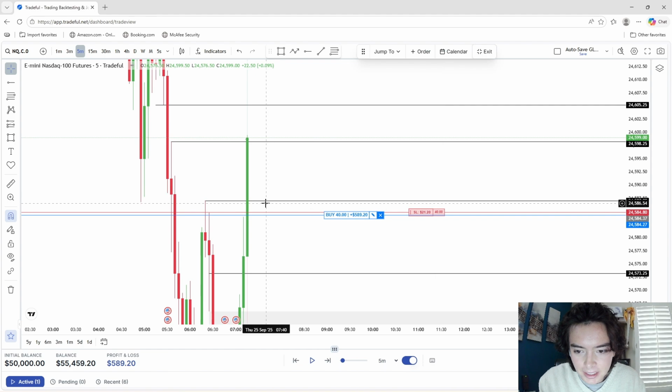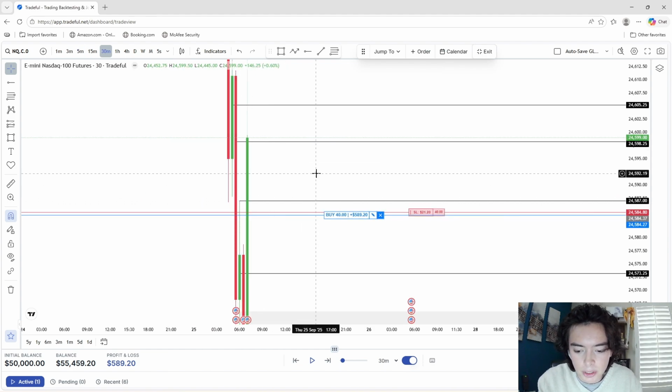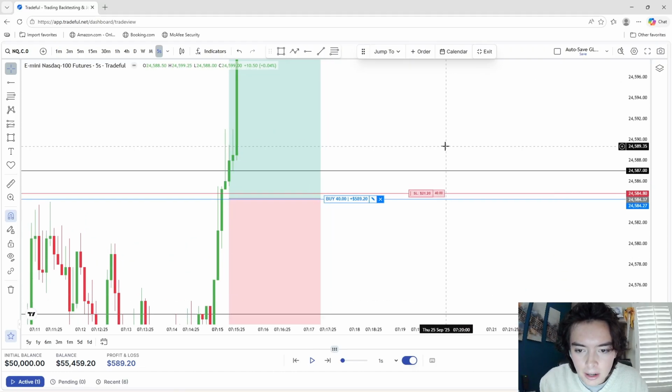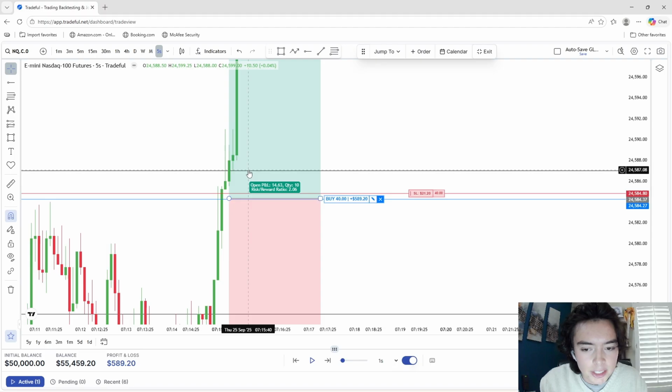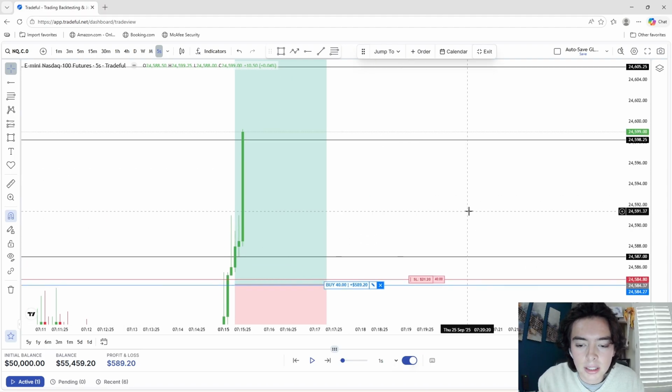So as you guys can see, I was kind of hesitant because usually off these gaps we do reject. We did get a rejection, but not big enough to hit our stop loss. So that is solid.